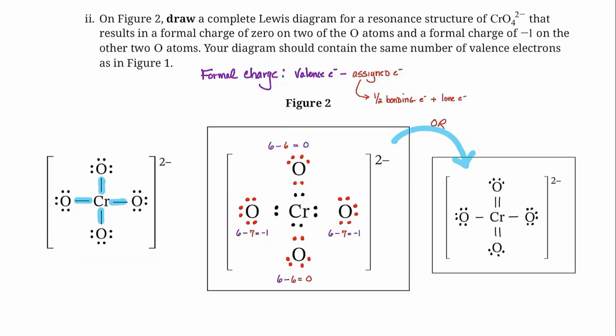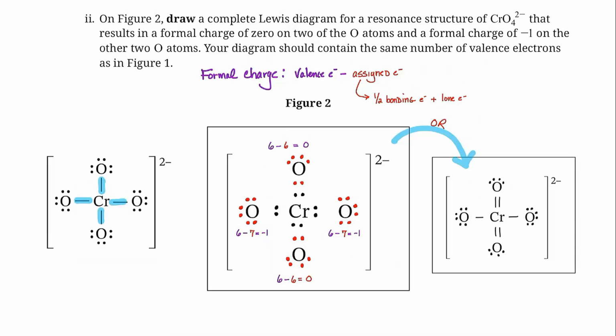Question 2A-II. On figure 2, draw a complete Lewis diagram for a resonance structure of the chromate ion that results in a formal charge of 0 on 2 of the atoms and a formal charge of -1 on the other 2 atoms. Your diagram should contain the same number of valence electrons.